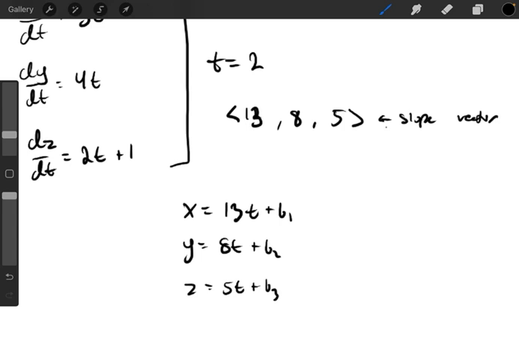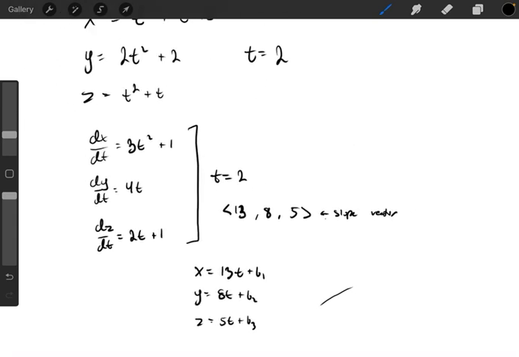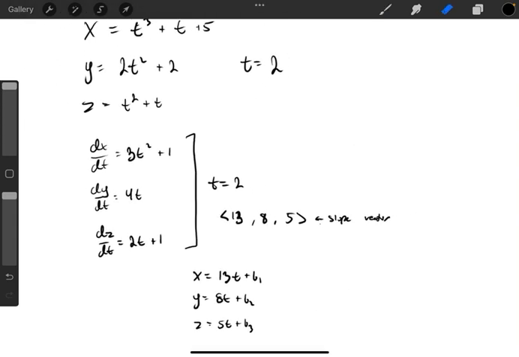How do we find b1, b2, b3? Obviously, we can't just leave it like that. We need to finish the equation. I'm going to quickly rewrite our initial curve. X equals t cubed plus t plus 5. Y equals 2t squared plus 2. And z equals t squared plus 2, oh, plus t, my bad.